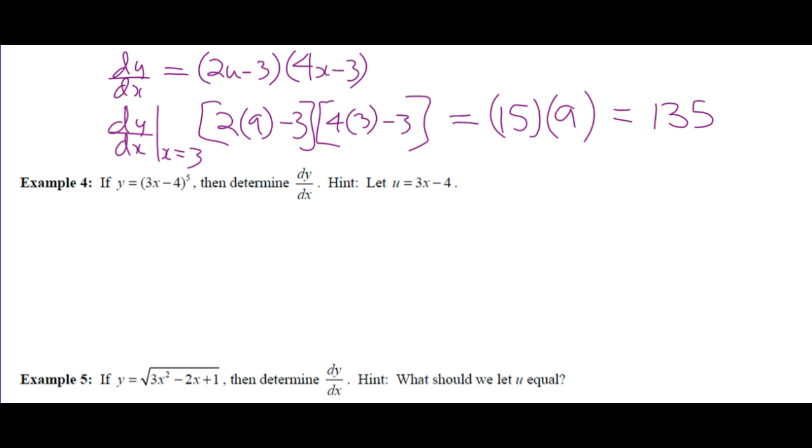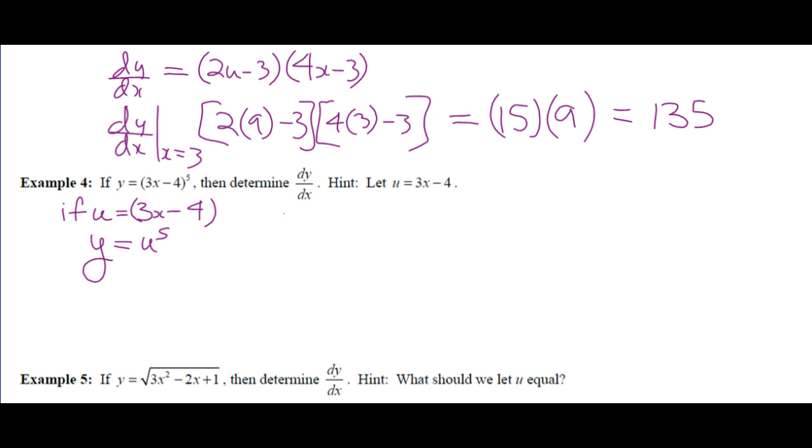If y is equal to 3x minus 4 to the fifth, then determine dy by dx. Hint, let u equal 3x minus 4. Okay, so if u is equal to 3x minus 4, then what's y equal to in terms of u? U to the fifth, right? So we're replacing the 3x minus 4 with u, so y is equal to u to the fifth.